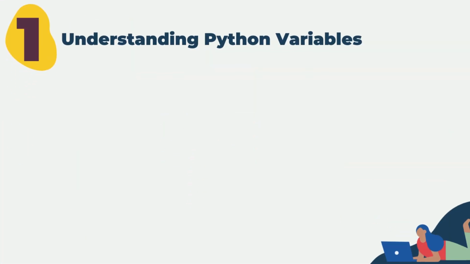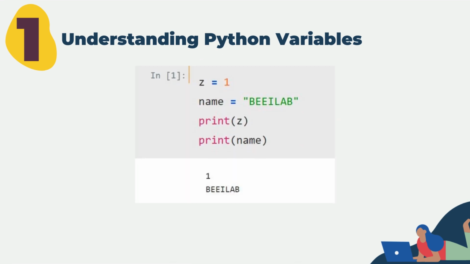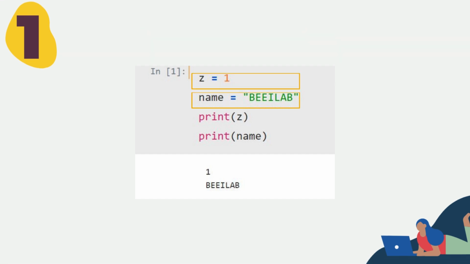Unlike many other programming languages, creating a variable in Python is as simple as assigning it a value using a single equals sign. Now, let's put this concept into action. As you run these lines of code, observe how z captures the value 1 and name takes on the identity of BEEiLab. This flexibility is a hallmark of Python's approach to handling variables.